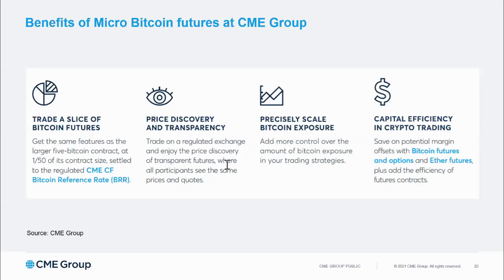And then you can precisely scale your Bitcoin exposure. You can scale in and out. We're going to go over that in a couple slides. And then the last is capital efficiency in crypto. We talked about the margin on futures. So we believe that poses a significant advantage over the cash crypto space, because you can post margin to take a position in a micro Bitcoin futures contract. So it's a capital efficient way to trade cryptocurrency.